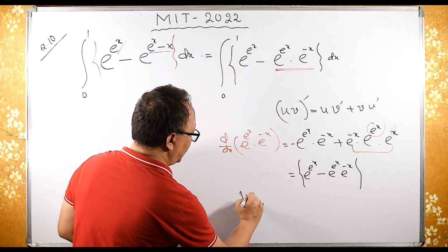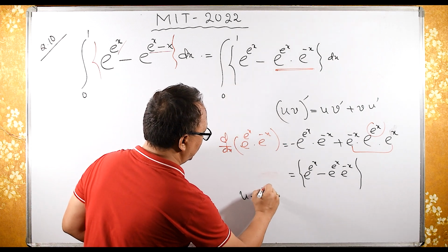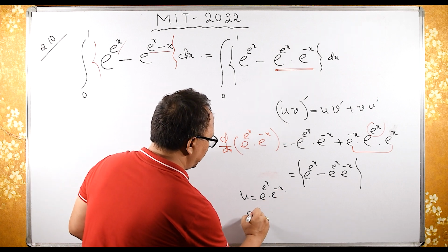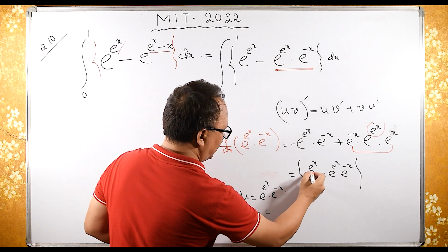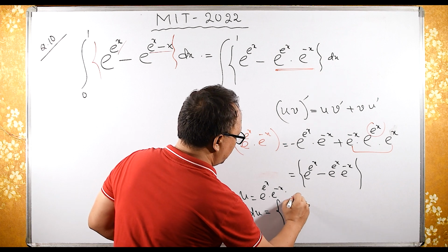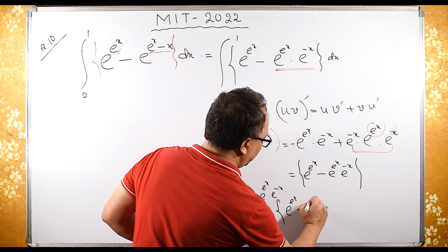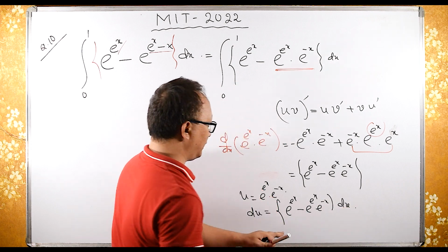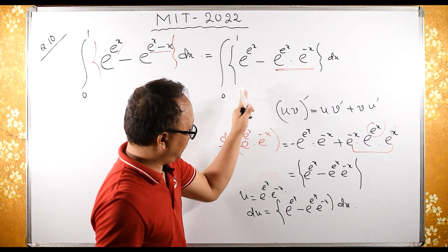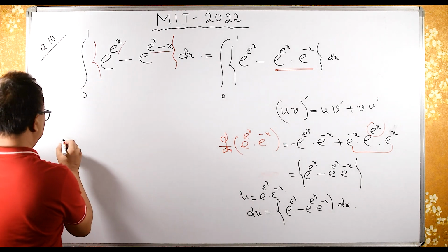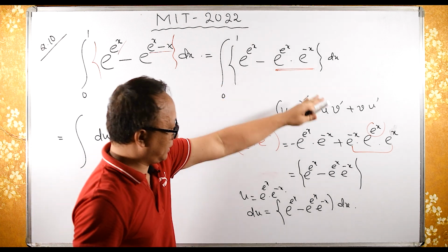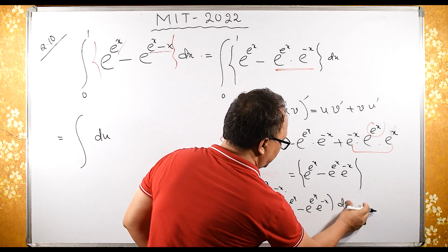Therefore, if I substitute u equals the whole of this, e raised to x into e raised to minus x, then my du will be this, e raised to x minus e raised to x, e raised to minus x, into dx. So the whole of this becomes my du, and this is dx.